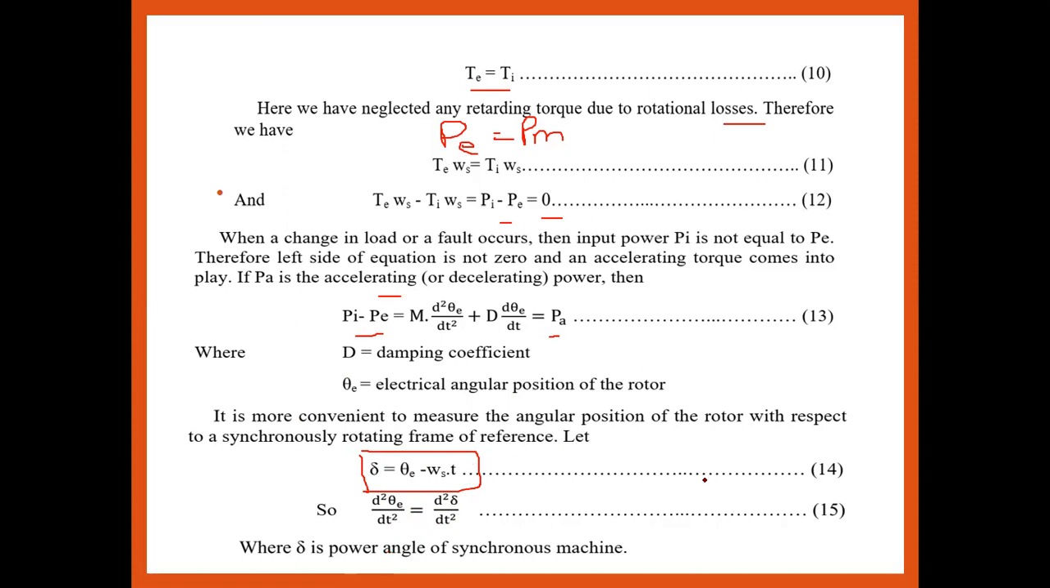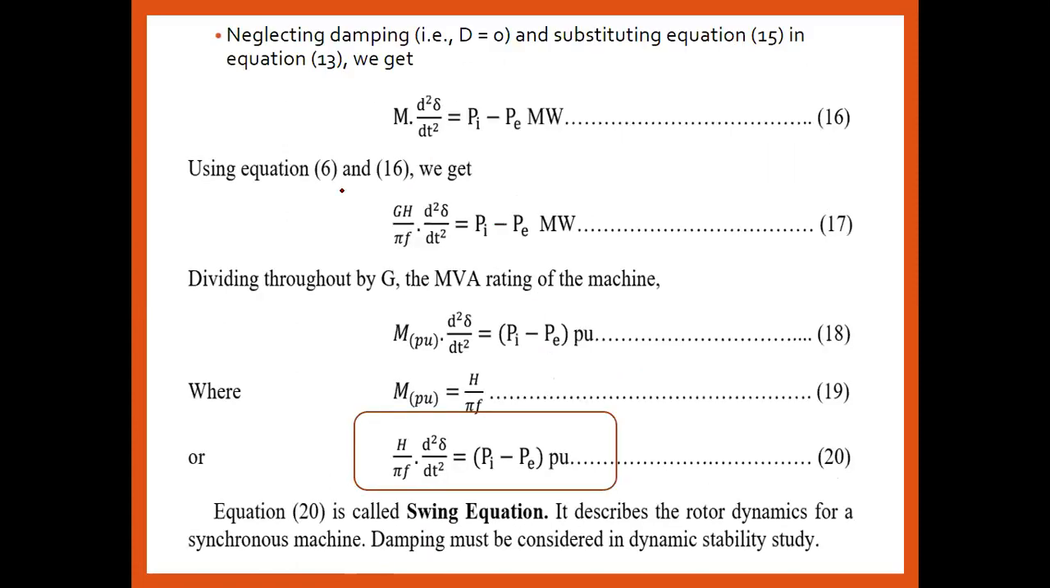Replacing this in equation number 13 and neglecting the damping, we get M d squared delta upon dt squared is equal to Pi minus Pe, which is Pa. Now, as we know, what is M?